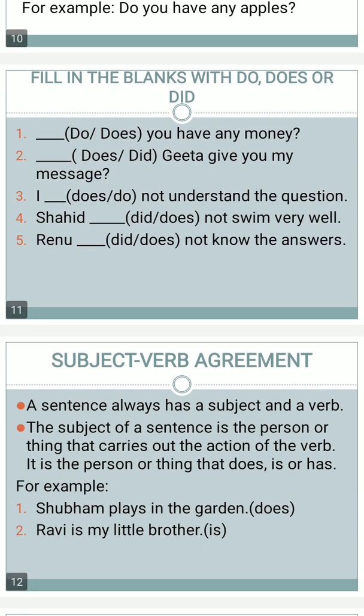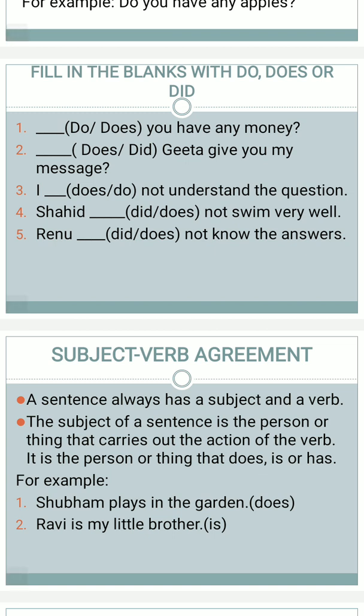Does or did Geeta give you my message? Here, did would be the answer. Does is also correct, but did would be the answer because they are representing the past. They are two persons, for example, they are talking, and one person is asking whether the girl has given the message to the other person or not, so it is a past thing. So the answer would be, did Geeta give you my message?